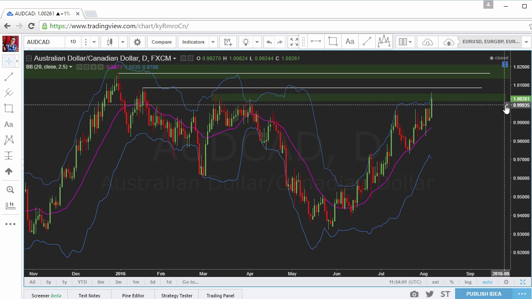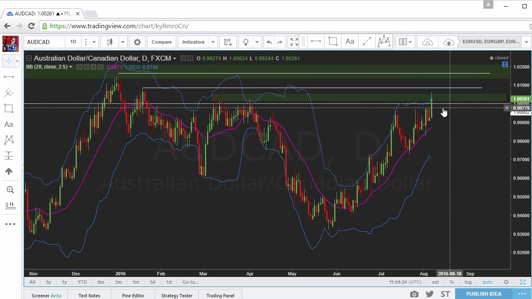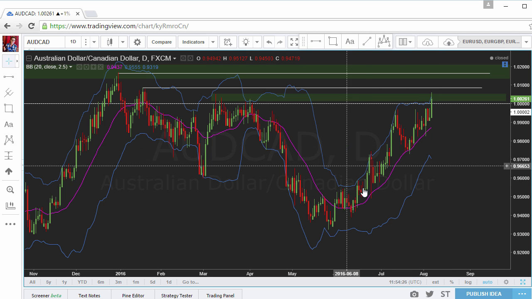Also worth noting is here the parity level, the big round number 1.000. Obviously, many traders will have this on their charts, and you can see if we draw our line here close enough, then there's a lot of trading activity around this area. So parity is always an important level to have on your charts.